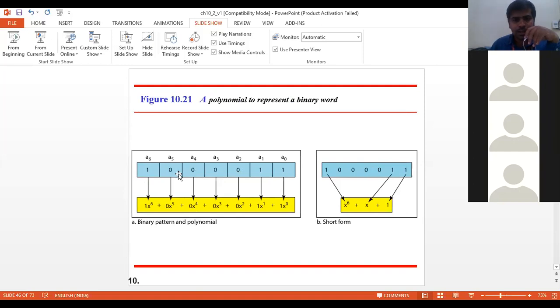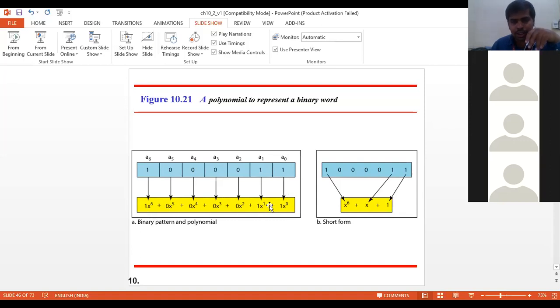The rightmost bit is 1 into x to the power 0. Then next to that is 1 into x to the power 1. Next 0 into x to the power 2, 0 into x to the power 3, 0 into x to the power 4, 0 into x to the power 5, 1 into x to the power 6. Whatever digital data he gives, you should convert it into a polynomial first. You start from the rightmost bit. If it is 0, then 0 into x to the power 0. If it is 1, then 1 into x to the power 0. Like this, you keep on increasing the powers.